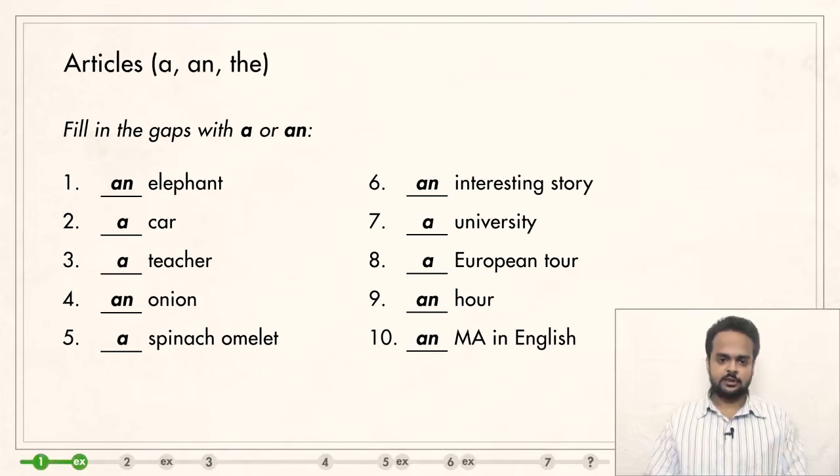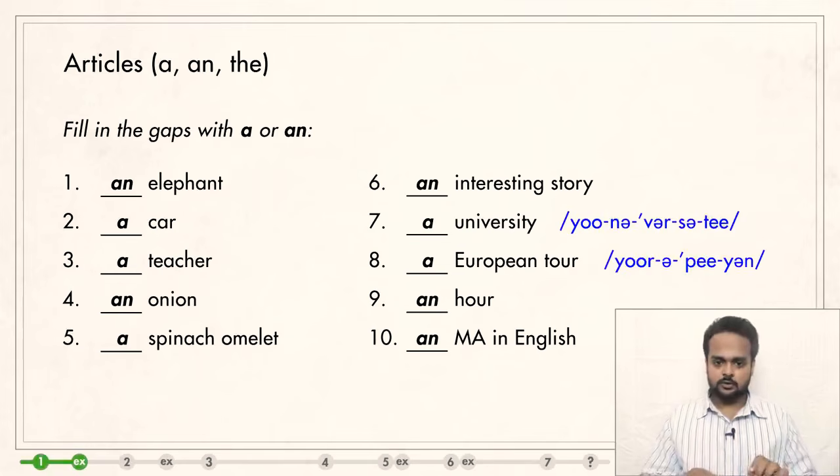Okay, here are the answers. Did you get them all right? I want to focus on items number 7 to 10 because these are a little tricky. Number 7 is a university because even though university starts with the letter U, the first sound of the word is not a vowel sound.